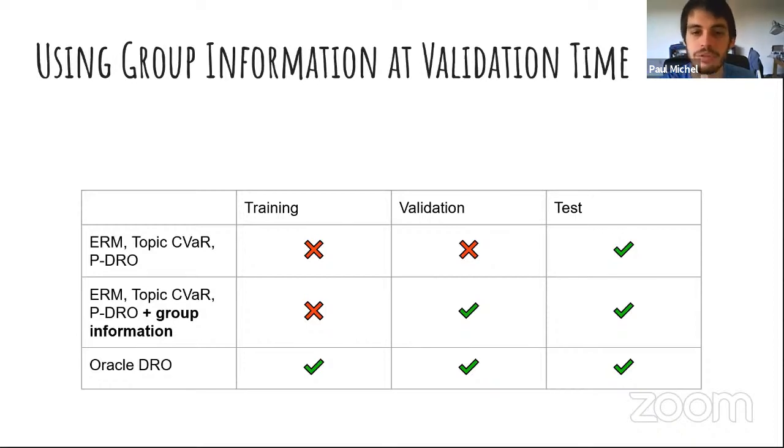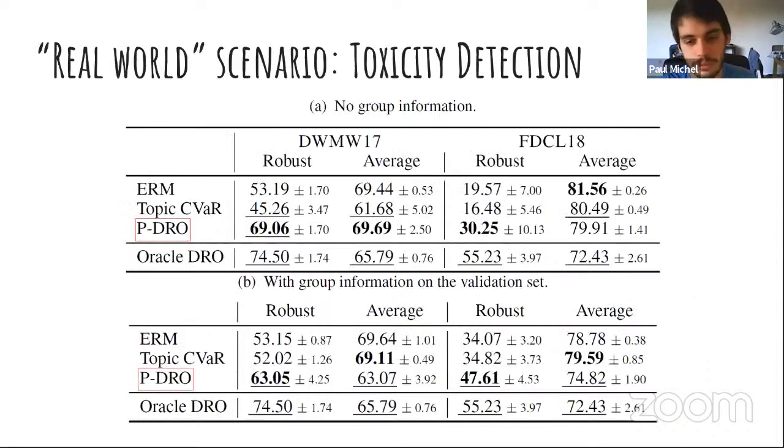So in that case, you can use the validation data to compute a robust accuracy that you can use for early stopping and hyperparameter selection. So we did some experiments on this. And again, the results are also good and sometimes better. So yeah, in that other realistic setting, this also works.